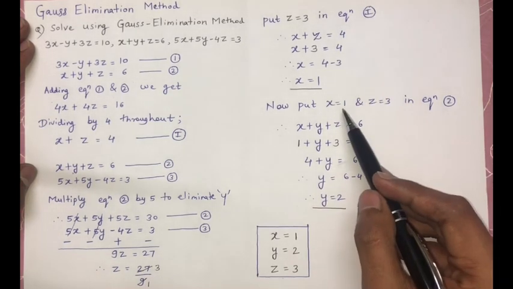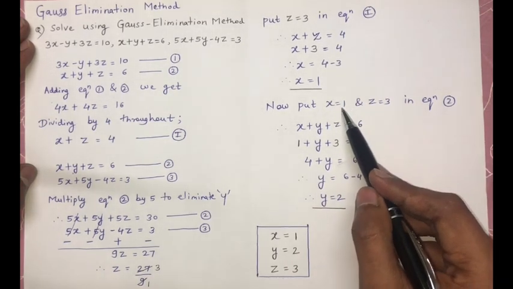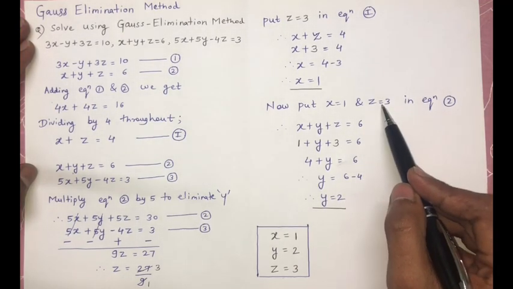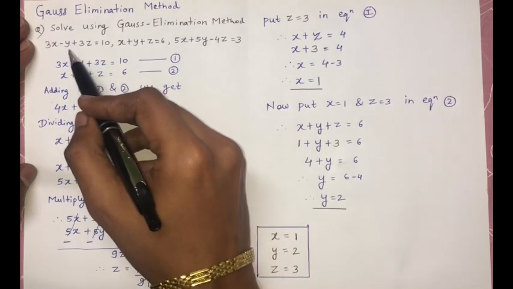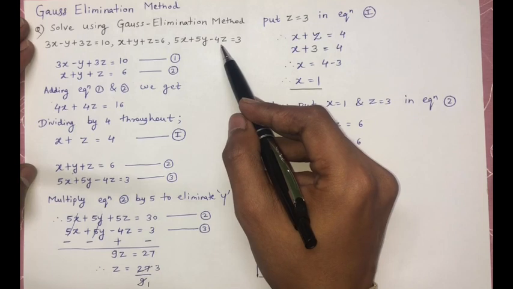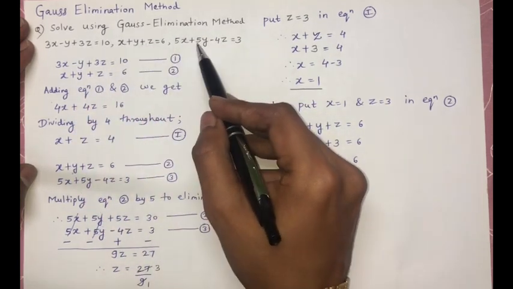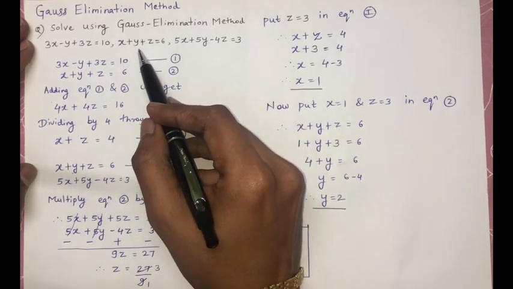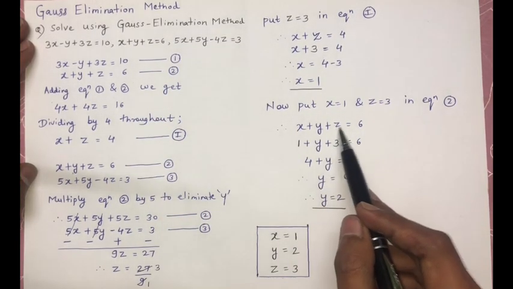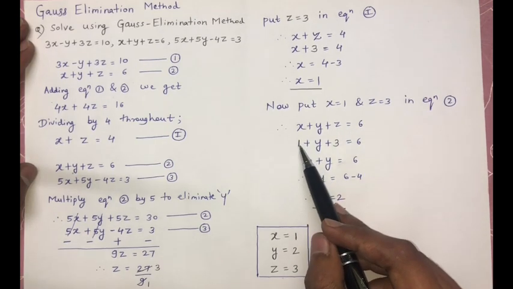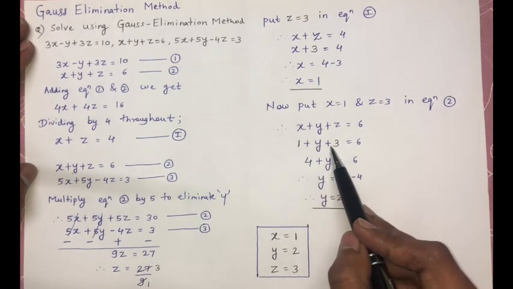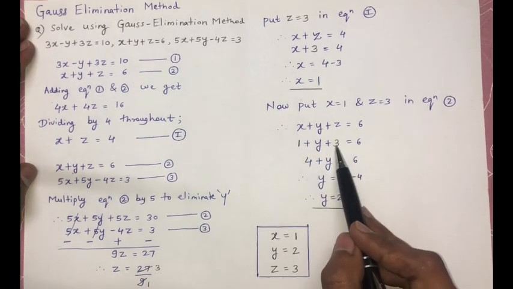Now you got two variables, x is equal to 1 and z is equal to 3. So you can substitute these two variables in any of the equations, like equation 1, equation 2 or equation 3. So out of these three equations, I will be choosing equation 2 because it's very simple to get the final answer. So x plus y plus z is equal to 6. So here I have substituted x is equal to 1 and z is equal to 3. So 1 plus y plus 3 is equal to 6. 1 plus 3 will become 4.